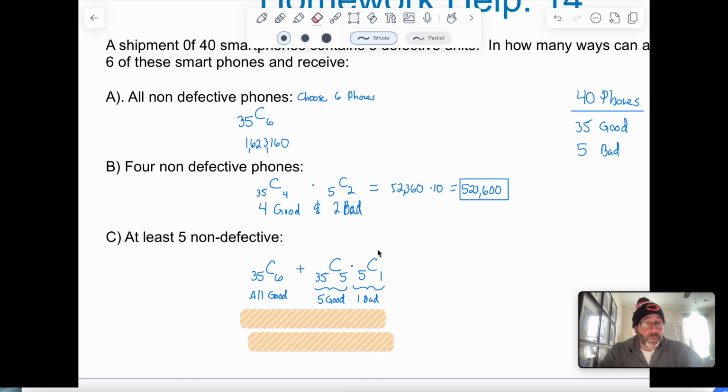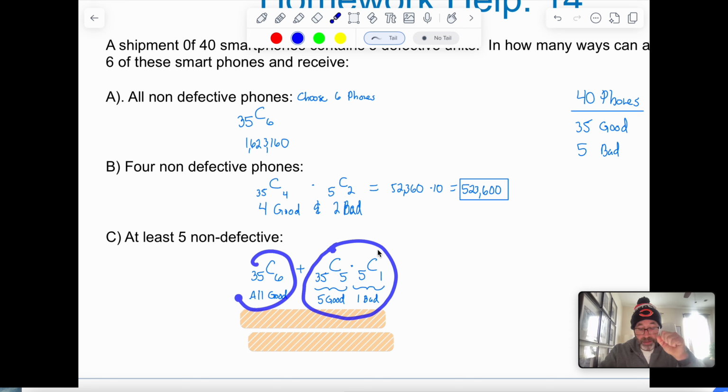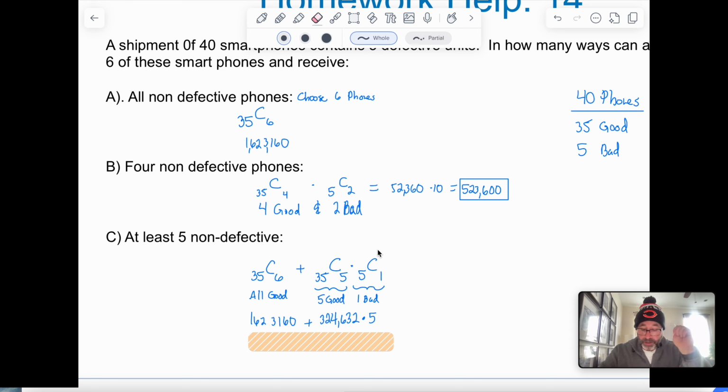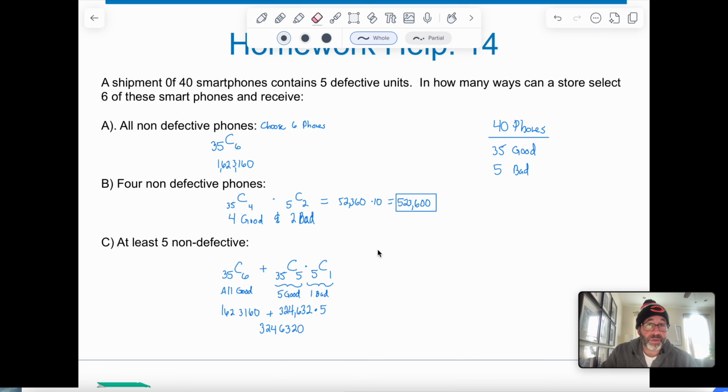So 1 is going to be bad. We're going to do 5, choose 1. Now, in this scenario, this is another pick right here. This is a scenario of a pick. This is one event, right? And then this is another event, and we're going to be adding these together. So just throw these into your calculator. We get 1,623,000. In the other one, we get 1.5 million. There's a total of 3,246,320 different ways that I can actually have those smartphones from that pile. Big number, but this is a setup here.